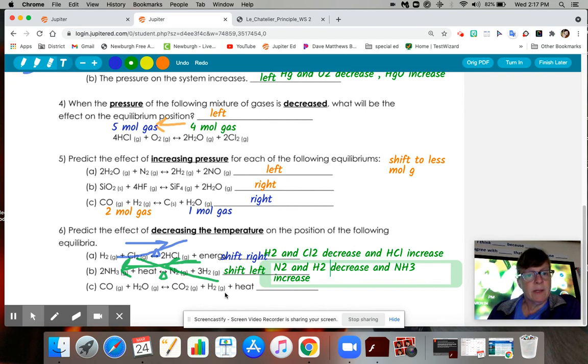Okay. And last one here. Again, we're only looking at temperature, so where's the heat? Heat's here on the right. We're decreasing it. Here's the heat. So we're going to have to make that be removed. How is that going to look? Well, if you're removing something from the right, it's going to tip upwards, right?